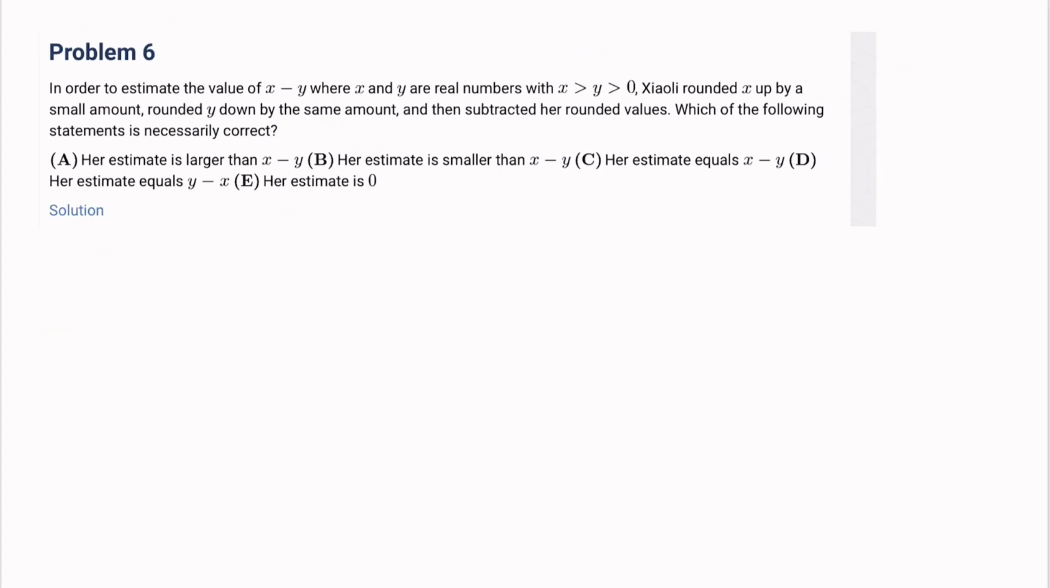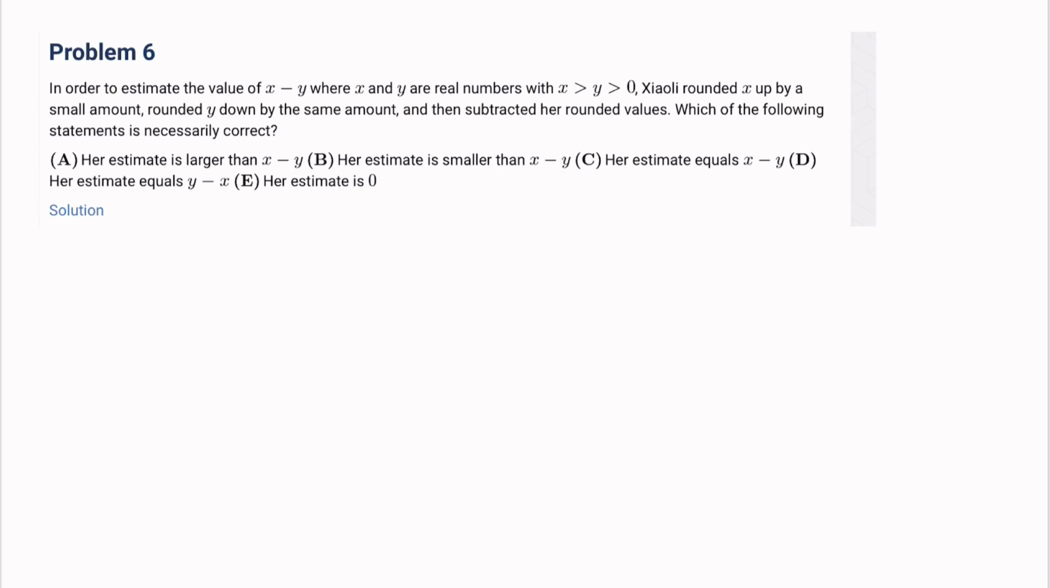Number 6, in order to estimate the value of x minus y, where x and y are real numbers with x greater than y greater than 0, Xiao Li rounded x up by a small amount, rounded y down by the same amount, and subtracted her rounded values. Which of the following statements is necessarily correct? A, her estimate is larger than x minus y. B, her estimate is smaller than x minus y. C, her estimate equals x minus y. D, her estimate equals y minus x. And E, her estimate is 0.